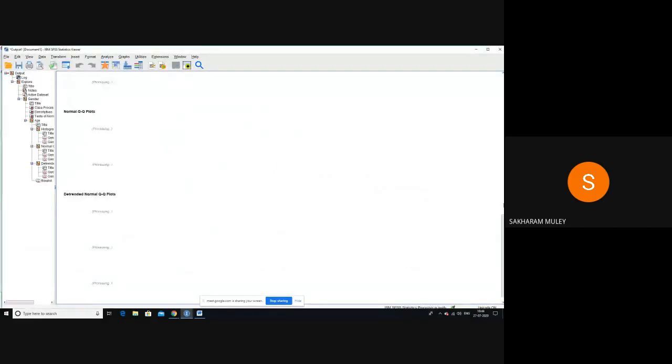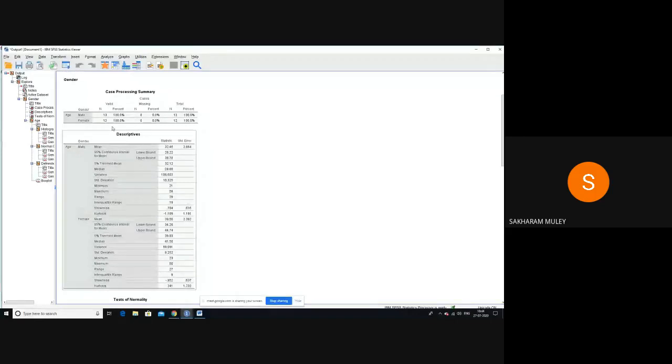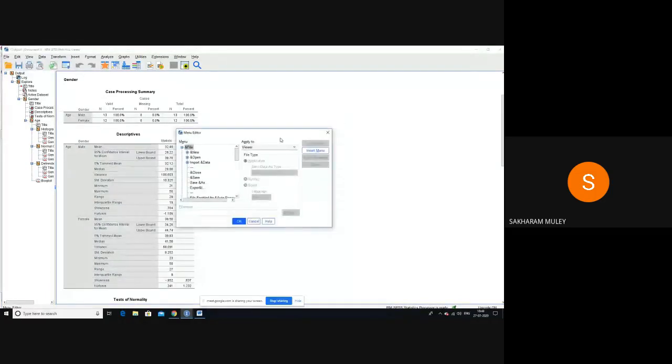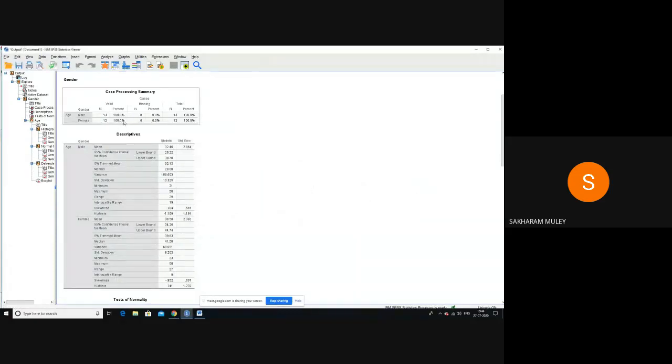Now this is my output window. We have tested for male and female whether age is normally distributed within male and female or not. First is the case processing summary. You can see that there are 13 male and 12 female. None of the cases is missing. So total cases taken for analysis is 25.